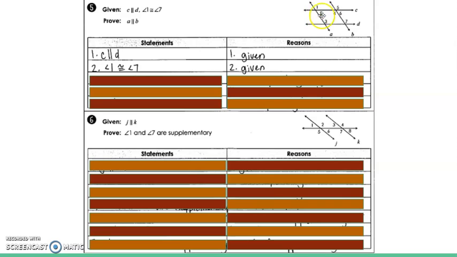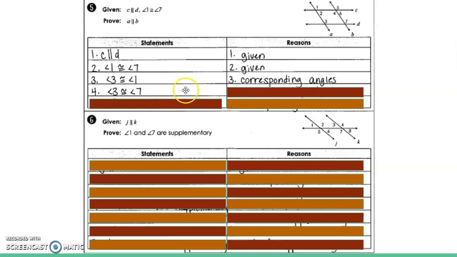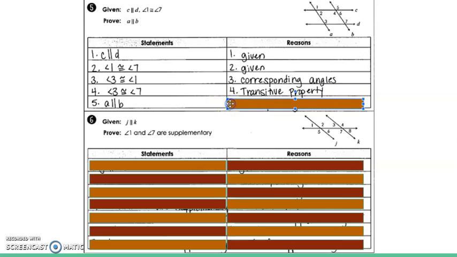If we look, angle 1 and angle 3 are corresponding angles, and if they're corresponding angles, I can say that angle 3 is congruent to angle 1. If I look at statement 2 and statement 3, I can take out my middleman of angle 1 and say that angle 3 is congruent to angle 7 using my transitive property. Once I use that transitive property, I can see that angle 3 and angle 7 are also corresponding angles. So I can say that A is parallel to B using the corresponding angles converse.